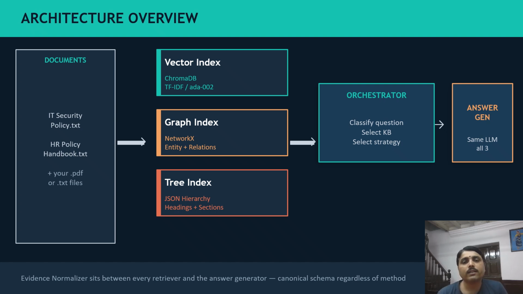The evidence normalizer, which is present in the footer, is the key design decision. Every retriever outputs the same canonical evidence object, so the answer generator is completely method agnostic.